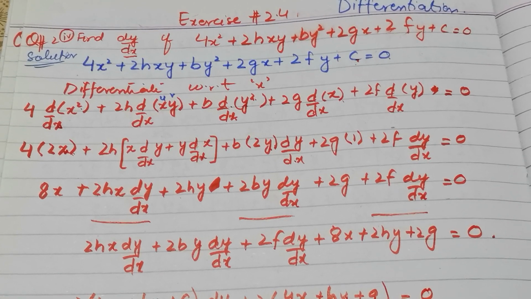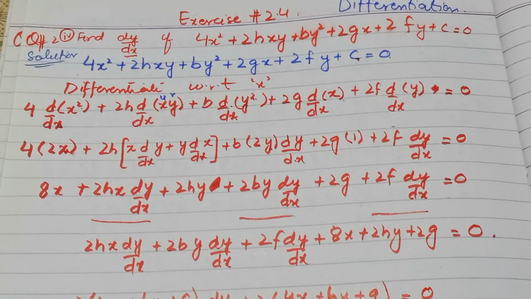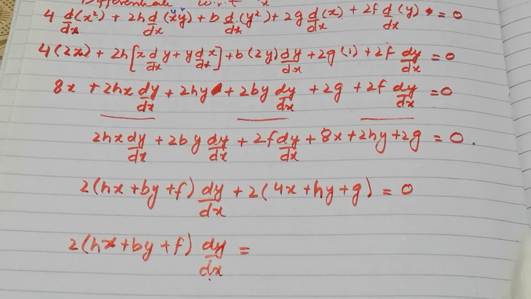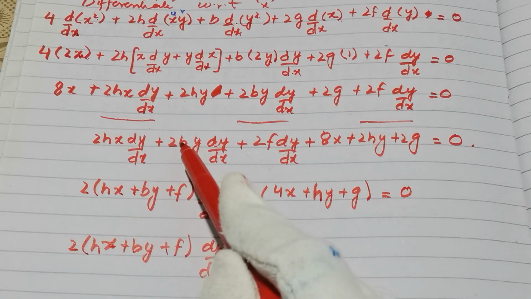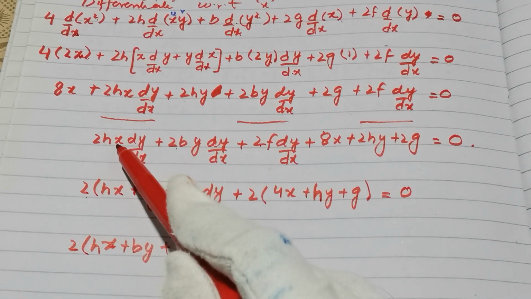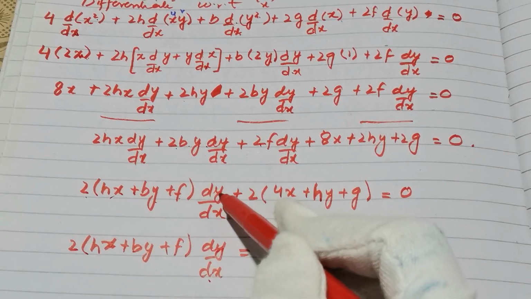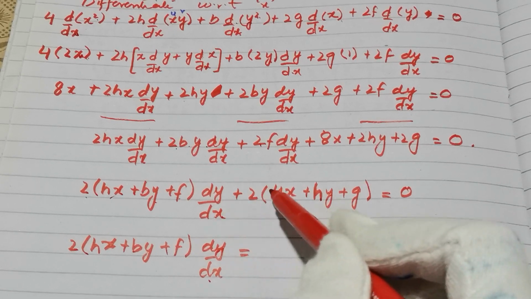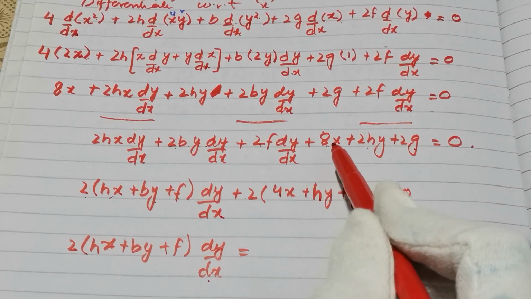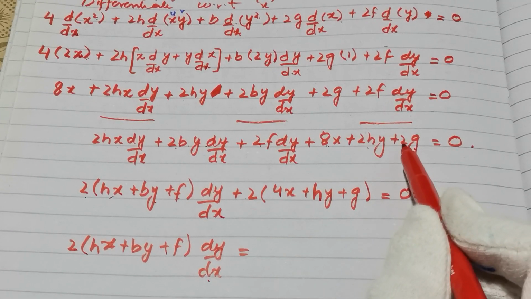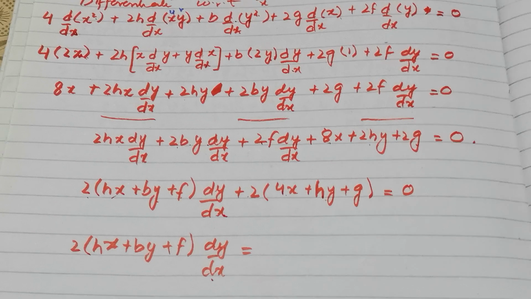Now 2 times hx plus by plus f, dy by dx. We want to find the value of dy by dx, so we will take common from these three terms. 2 is common from this term and this term, and hx is remaining, by and f, with dy by dx outside. Plus we'll take common from these three terms. 2 is common: 2 4s are 8, 2 1s are 2, and 2 1s are 2, so 4x plus hy plus g.